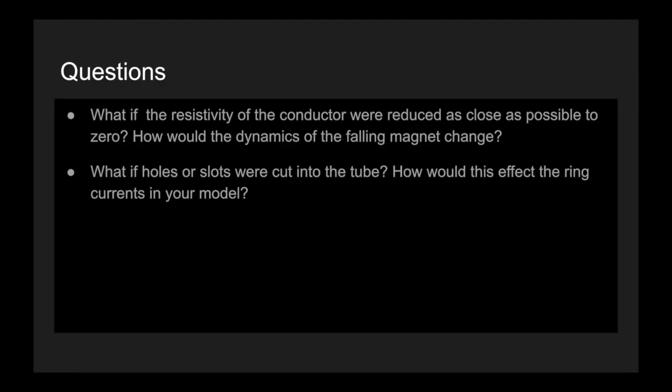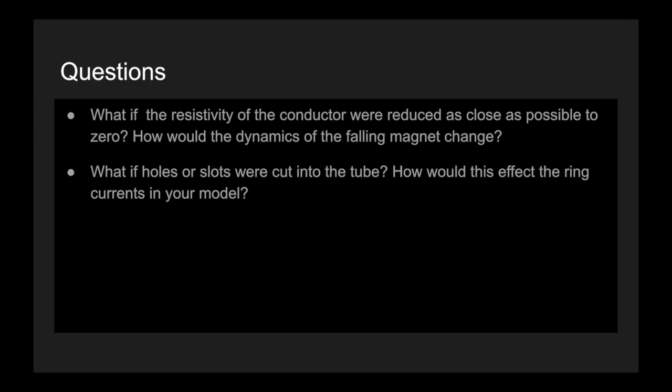In conclusion, I would like to answer some questions. What if the resistivity of the conductor were reduced as close as possible to zero? How would the dynamics of the falling magnet change? In short, a bigger current means it would take a longer time to fall. We would also want it to tumble less, as it seemed to spin inside of the tube.